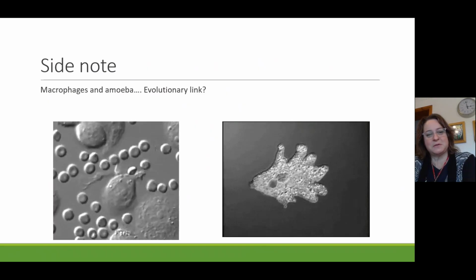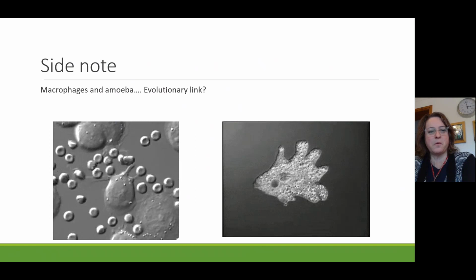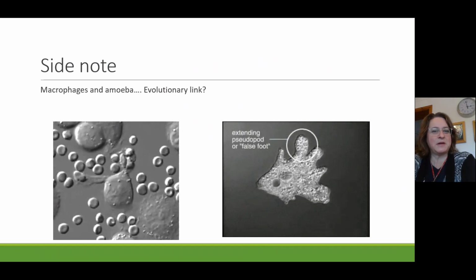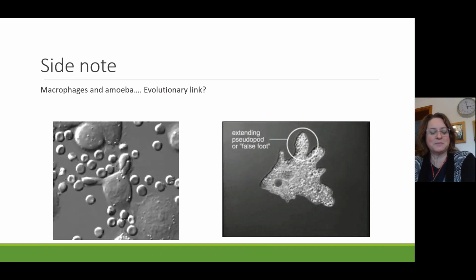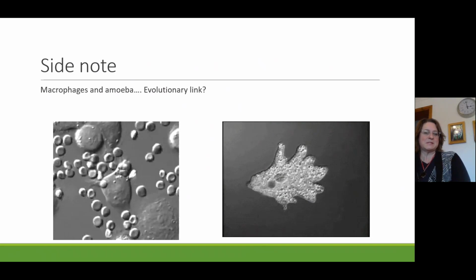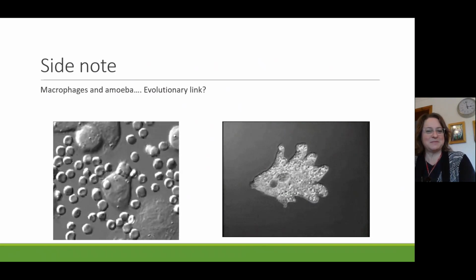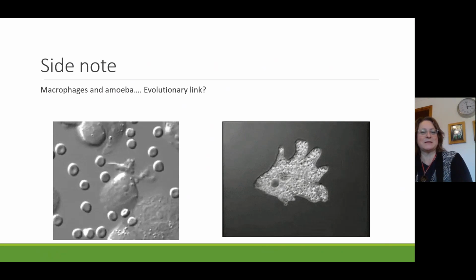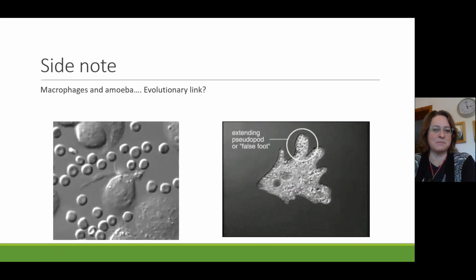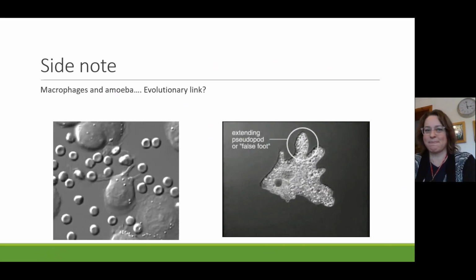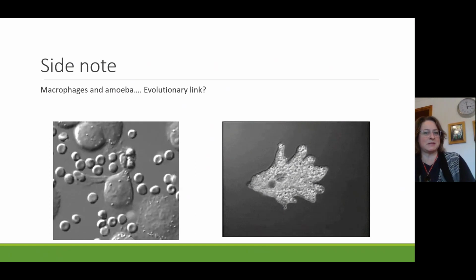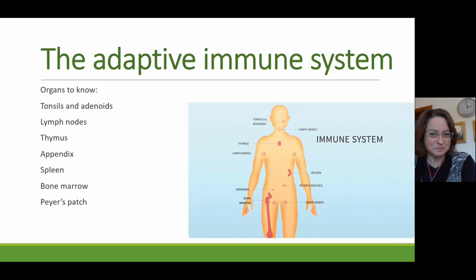Just a little side note, if you're thinking of phagocytosis and flowing around something, macrophages and amoeba have got a similar way of moving, using their cytoskeleton. But that kind of begs the question if there is an evolutionary link, even though they're moving similarly. Apart from being eukaryotes, there seems to be not much there.